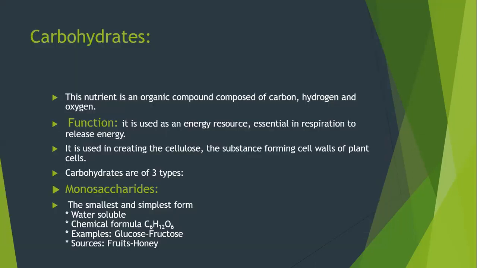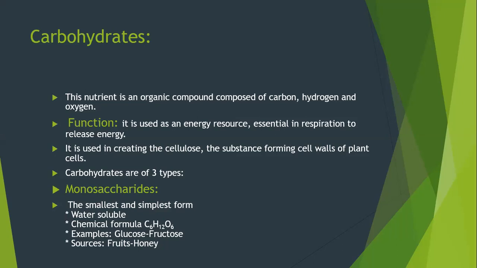Starting from the very first nutrient, that is the carbohydrate. This nutrient is an organic compound composed of carbon, hydrogen, and oxygen. Its function is it is used as an energy source, essential in respiration to release energy. It is used in creating the cellulose, the substance forming the cell wall of the plant cells. And there are three types of carbohydrates. There are many other uses.